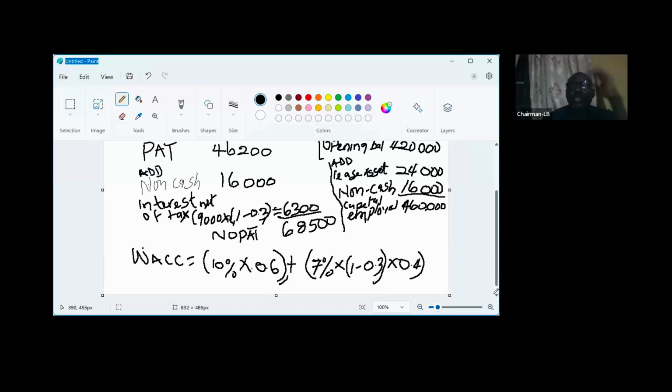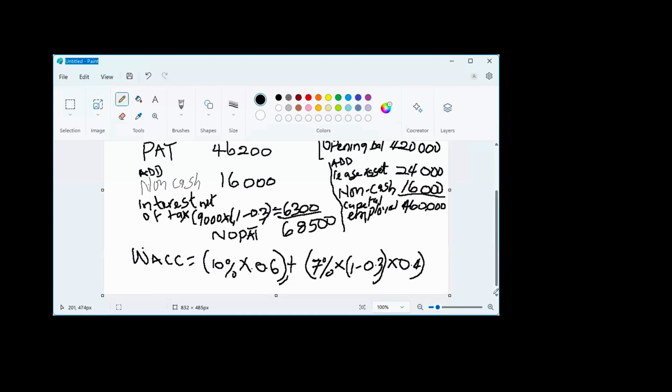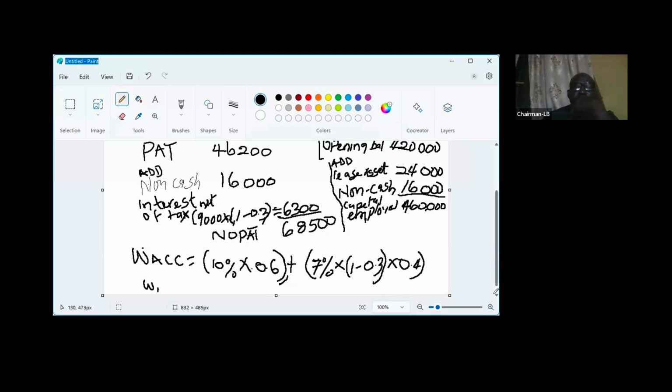You can work this out. Percentage. Our WACC is 0.6 multiplied by 10. What do you have?